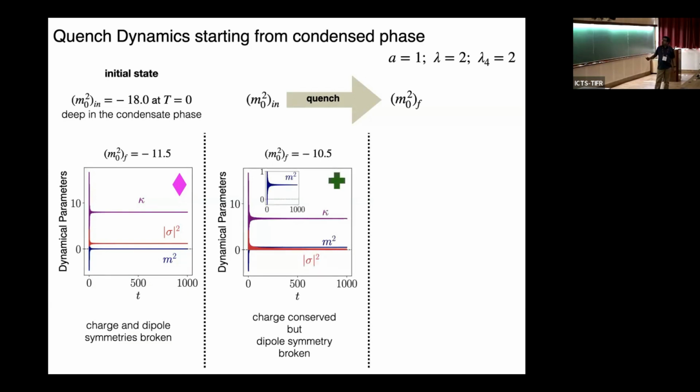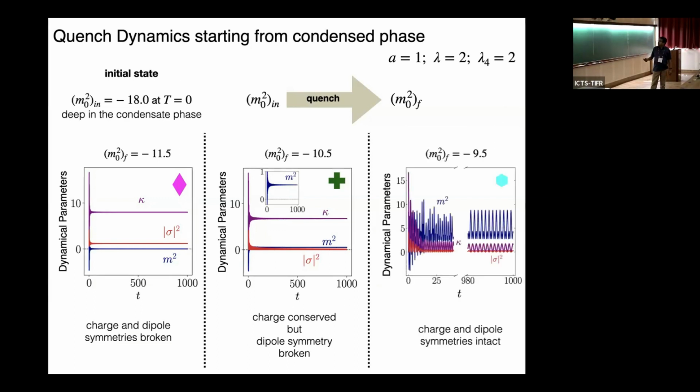If you go to m square final of minus 10.5, then you get this value that sigma square has gone to 0, okay, which basically means you are no longer condensed. As a result, the mass gap has come up, fine, but you see that you have a very large kappa. So basically it is sort of a steady state where the dipole symmetry is broken, okay?